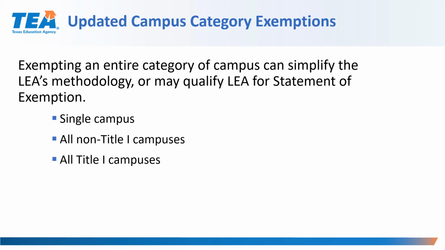Guidance from the U.S. Department of Education has expanded the exemption to campus categories. For example, a single campus in a campus category could be excluded even if the rest of the campuses in the LEA needed to have a SNS methodology.